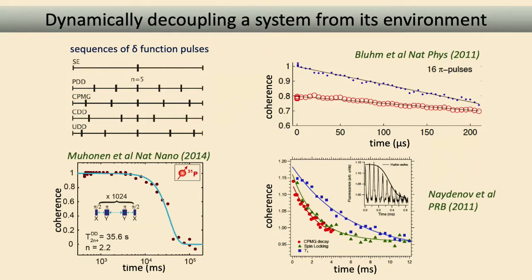And these are examples of other types of spin qubits where people have applied these techniques. This is an example of a spin qubit in a quantum dot, like I've been talking about. This is an example of a spin qubit in a defect in a solid. This is an NV center, for those of you who are familiar with those defects.